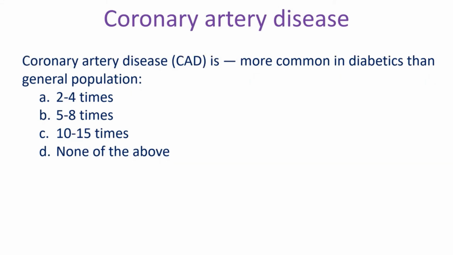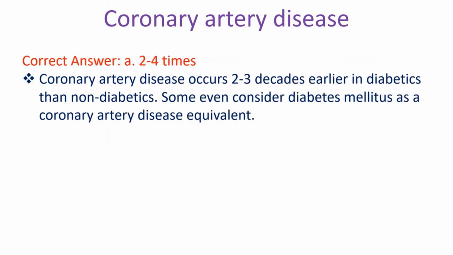Coronary artery disease is more common in diabetics than the general population. A. 2 to 4 times, B. 5 to 8 times, C. 10 to 15 times, D. None of the above. Correct answer A. 2 to 4 times. Coronary artery disease occurs 2 to 3 decades earlier in diabetics than non-diabetics. Some even consider diabetes mellitus as a coronary artery disease equivalent.